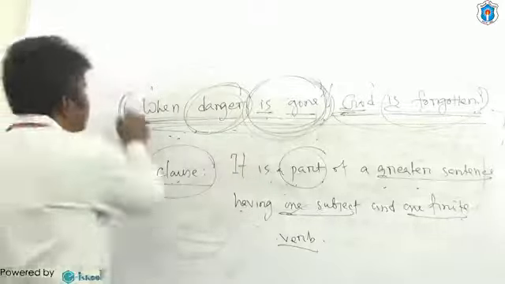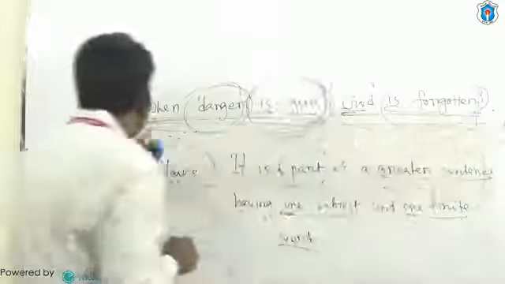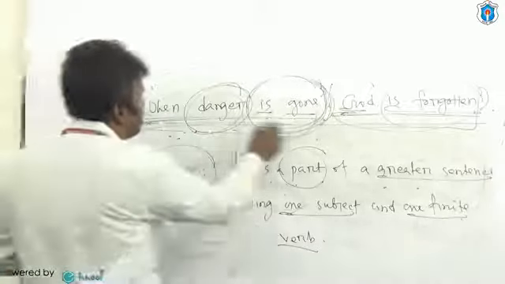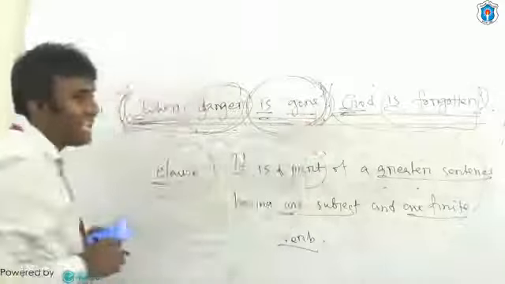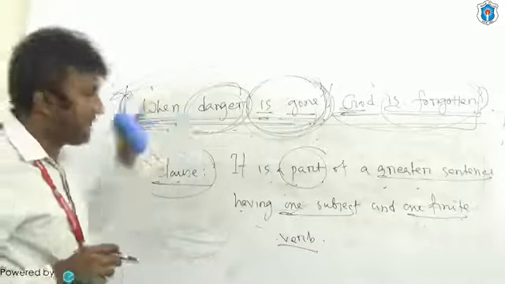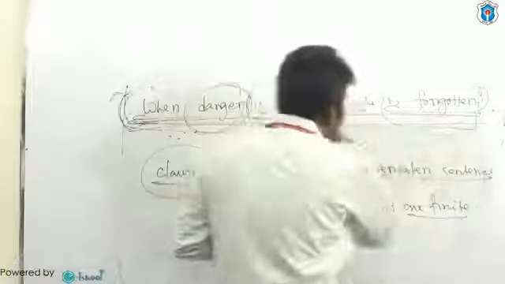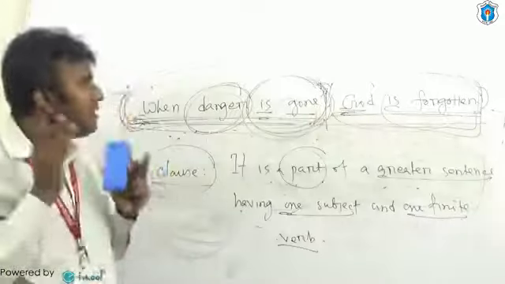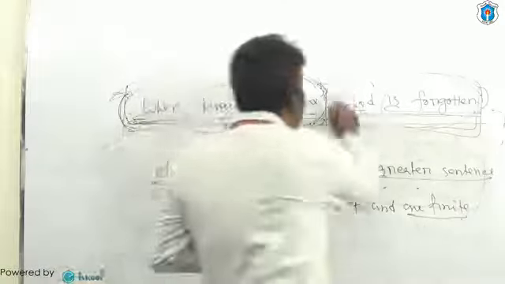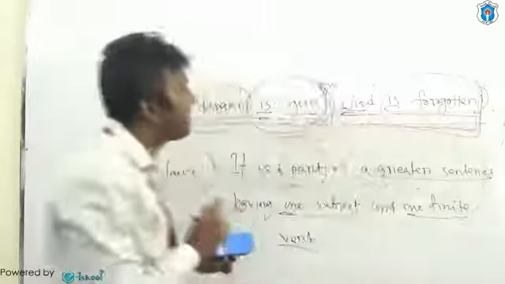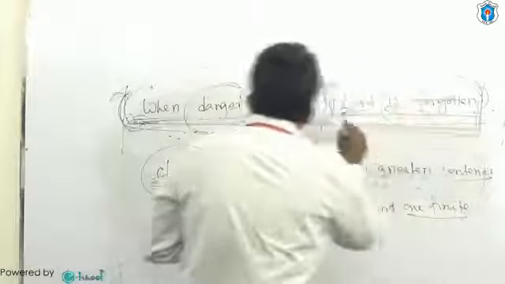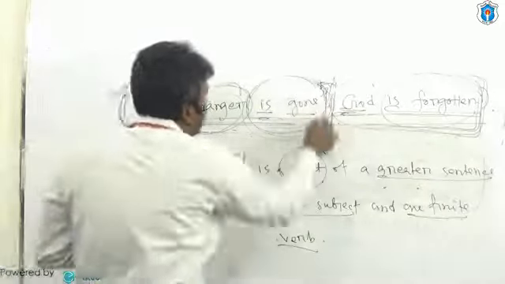Look at this sentence. In this sentence, we have got two parts. That means we have got two clauses. The first clause is unable to express its meaning independently, but the second clause is able to express its meaning independently. This is dependent on this one, but this is independent in terms of the expression of meaning. That's why we can say that God is forgotten, it is a principal clause. When danger is gone, it is a subordinate clause.